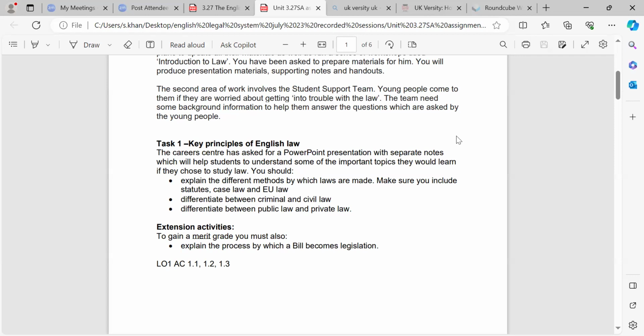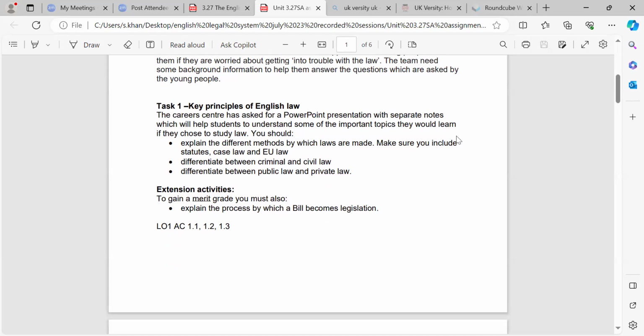So these are the tasks that need to be done for this case study, okay? Task 1, key principles of English law. The Careers Centre has asked for a PowerPoint presentation, with separate notes, which will help students to understand some of the important topics they would learn if they choose to study law. For task 1, firstly, explain the different methods by which laws are made. Make sure you include statutes, case law, and EU law.